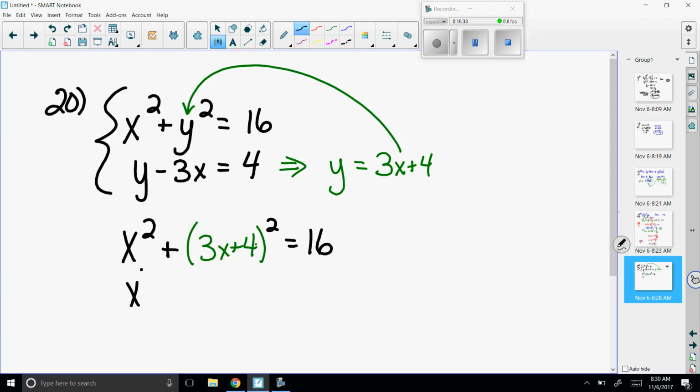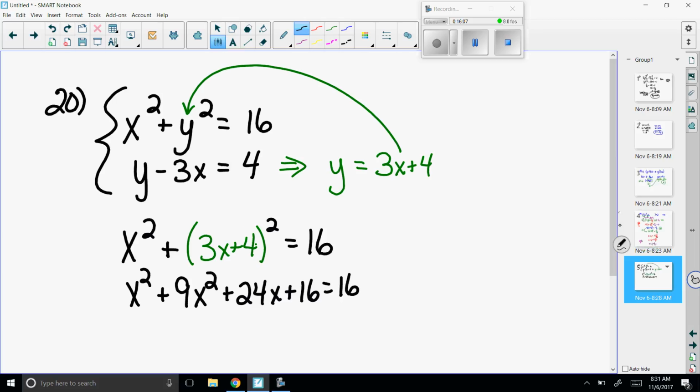So that gives you x squared plus, now if I take 3x plus 4 and square it, do you know what you're going to get without me writing all 4 terms down in FOIL? 9x squared, multiply the 2 together, and double it. So you get plus 24x plus 16 equals 16. Is everybody okay with that?